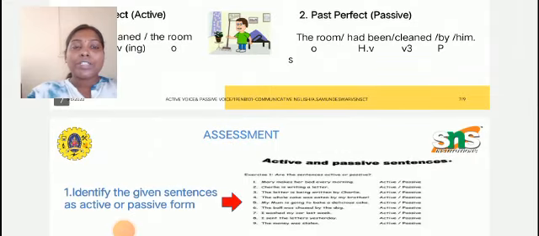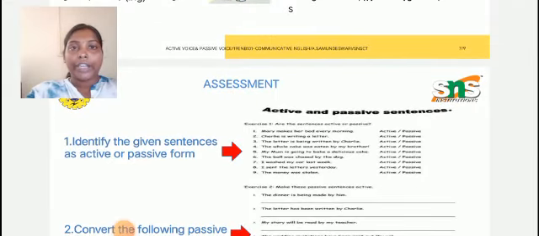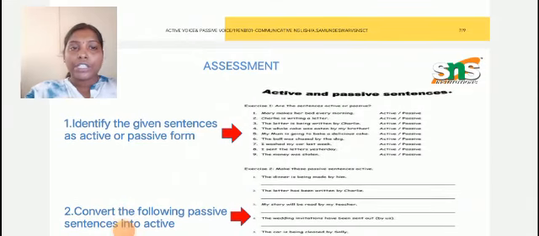Again we have a small assessment to identify active and passive sentences, and also to change a given sentence into the required voice, whether active or passive. Whenever you practice the exercise, apply the rules of transformation. You can understand it very easily.